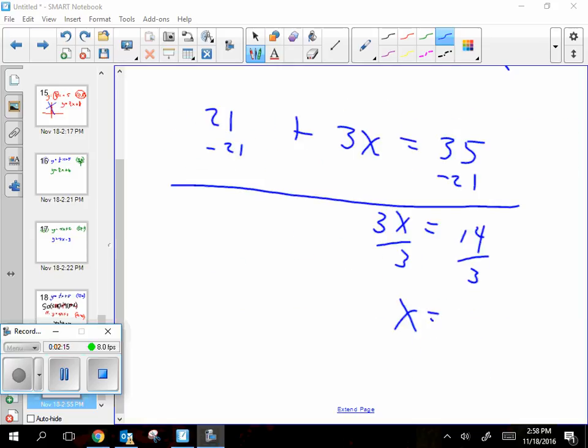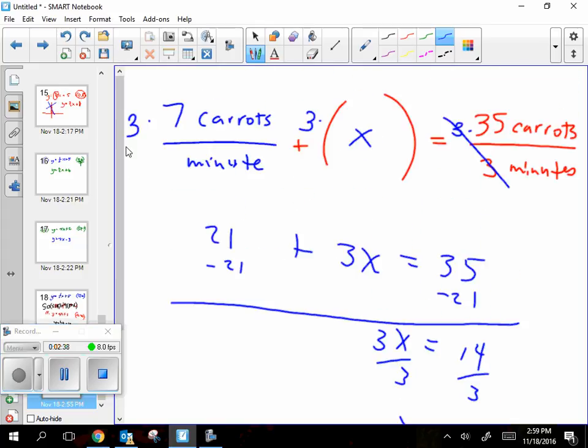What does that really mean? X is a rate of carrots picked, and I could say you picked 14 carrots in 3 minutes, or you could think 14 divided by 3 is 4 times 3 is 12, and there's 2/3 left, so he can pick 4 2/3 carrots per minute, as opposed to my picking at 7 carrots per minute. So it looks like I was doing a pretty good job compared to the unknown carrot picker, who's only getting 4 2/3 carrots per minute. All right, so that's just a typical rate plus a rate equals a rate type question.